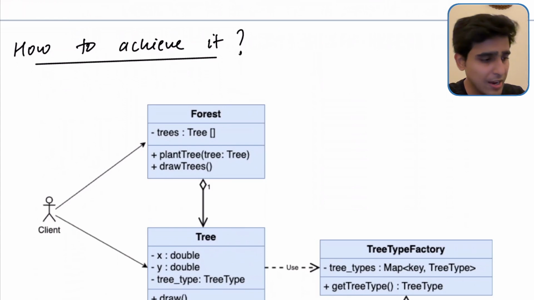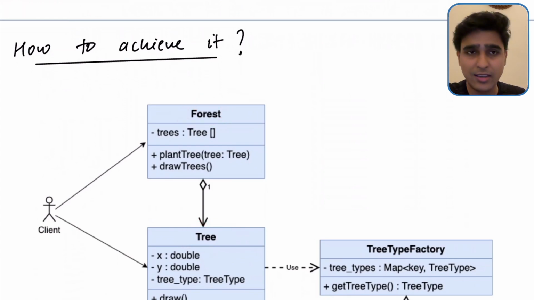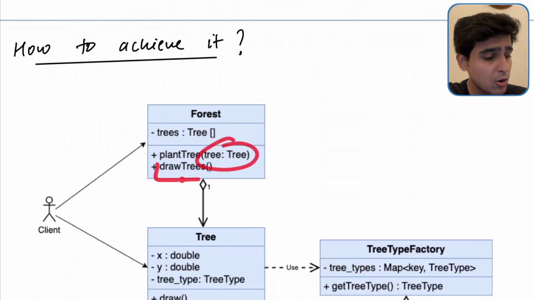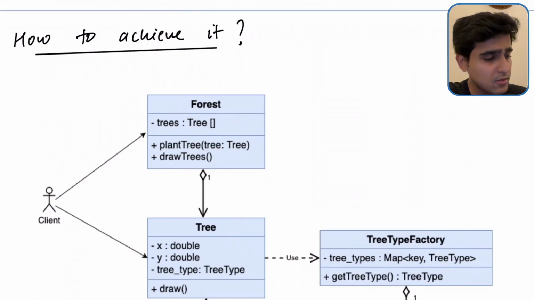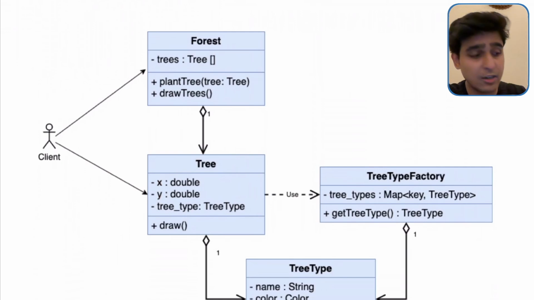Initially we had a forest and we had trees. Forest is a class, and it will have trees. You can plant a tree, which means you will create a new tree object, and the draw trees function prints all the trees on the UI. Now the forest class contains the tree class, and the tree has coordinates where the tree will be drawn, x and y coordinates, and it will also have an image of the tree.